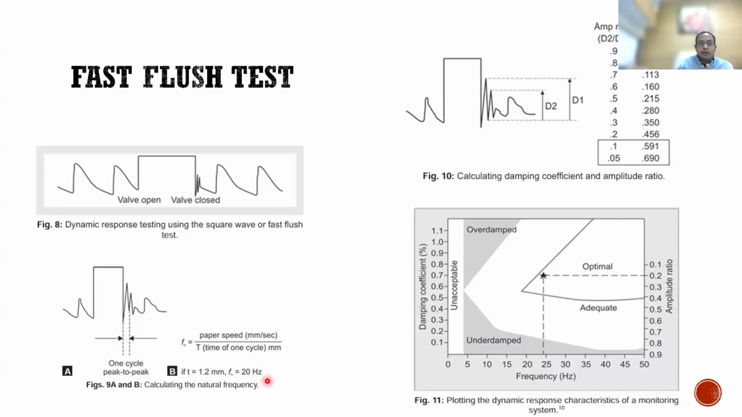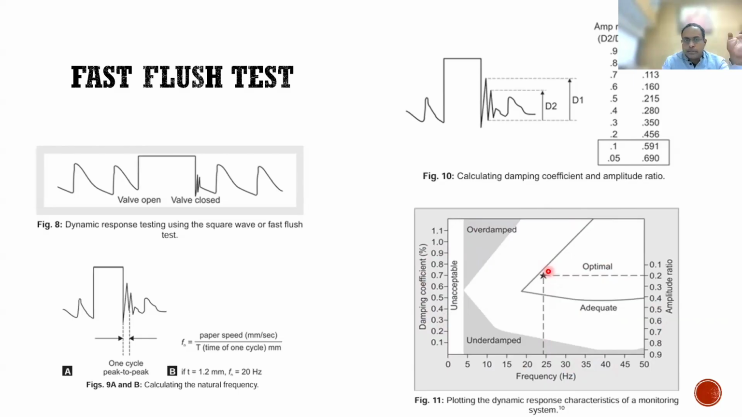The natural frequency of the system should be above the frequency at which it is supposed to work. Otherwise, we will not get appropriate blood pressures. Similarly, this is the amplitude ratio. This is how we measure it. D1, this is the first sinusoidal wavelet, for which we calculate the amplitude. And then we calculate the amplitude for the second wavelet. We divide it, and then we get the amplitude ratio. Then we can plot this amplitude ratio and natural frequency of the system on this graph, and we can see whether the system is working fine or not.